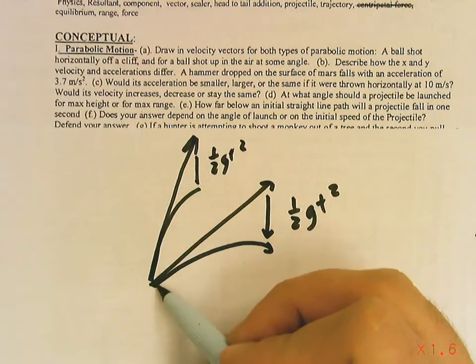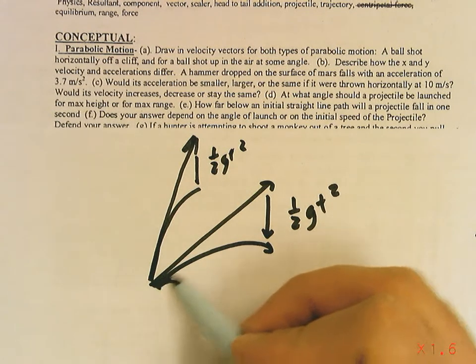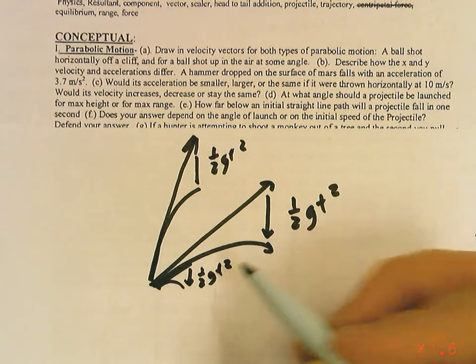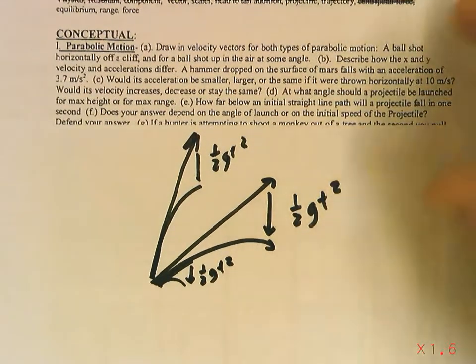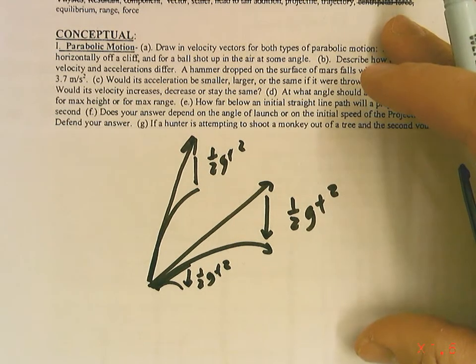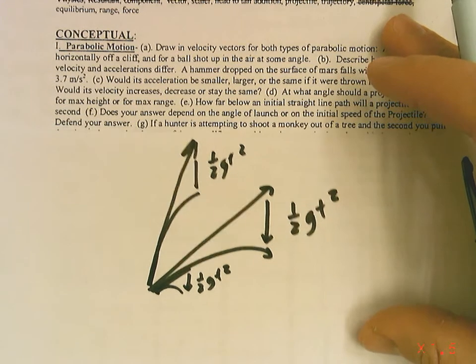Now if you fire it with weak speed, it's still going to deviate from the straight line path at 1/2 gt squared. So it doesn't matter the initial speed or the initial angle, it still deviates from the straight line path at 1/2 gt squared.